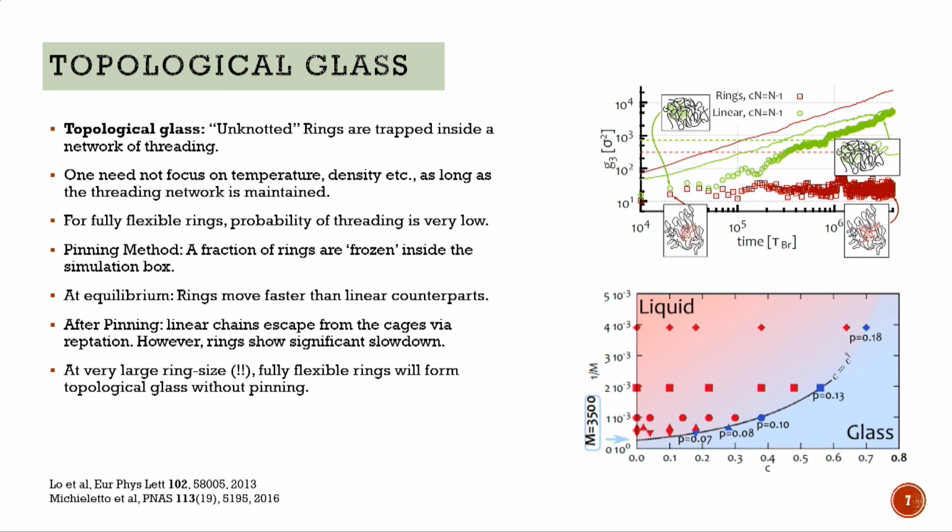They also figured out what the typical phase diagram looks like for this kind of glass-liquid transition, and they predicted that at a very large ring size, this kind of pinning will not be required. It will form a glass spontaneously. However, they used very flexible polymers, which is why they got a very large ring size. But we thought, what if we don't need such flexible polymers? What if we introduce stiffness, and what will happen to this phase diagram?